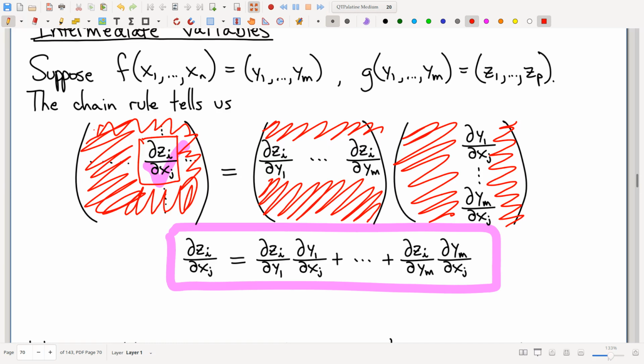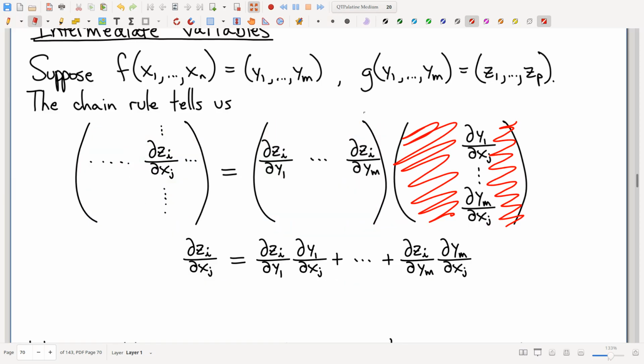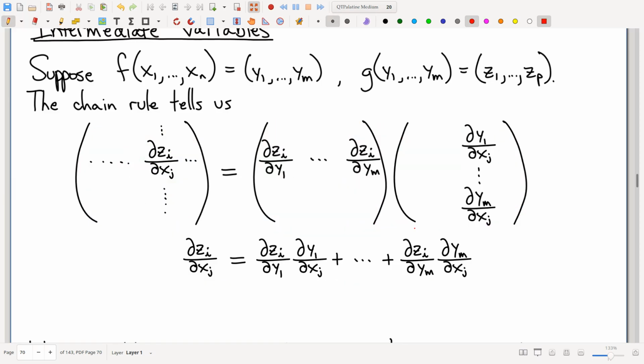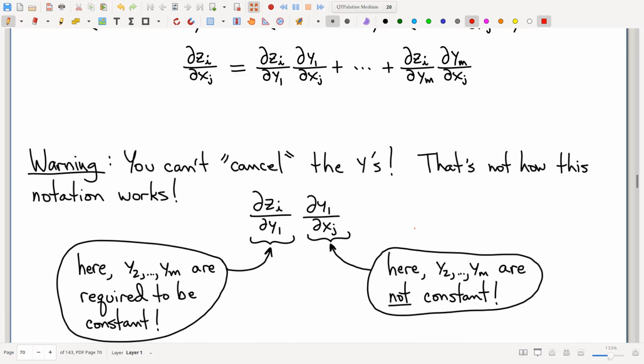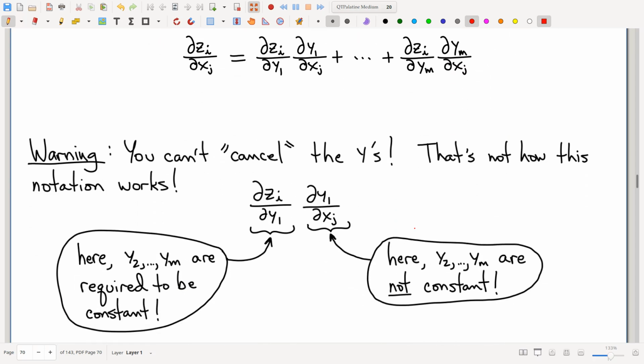How are we doing? Is everybody with me? Okay. All right. Okay, now I got to give you a warning. Very tempting. Lots of students, oh my gosh, I see this so often on exams, and it's super wrong.